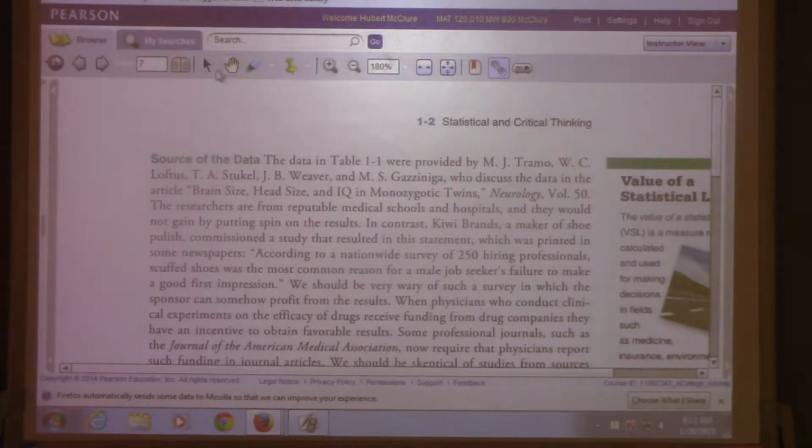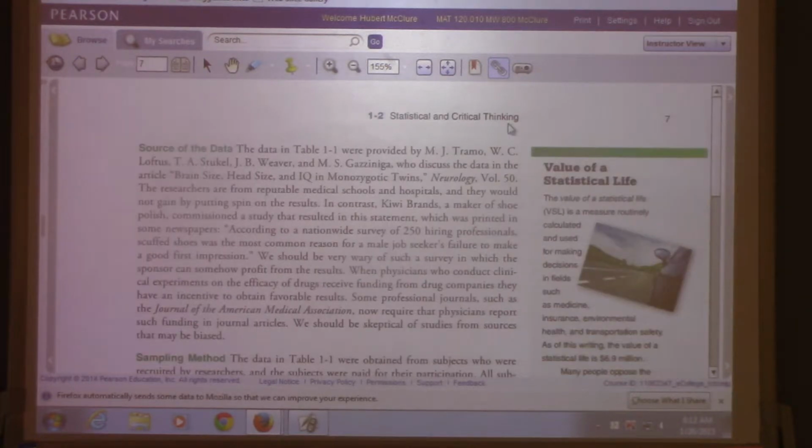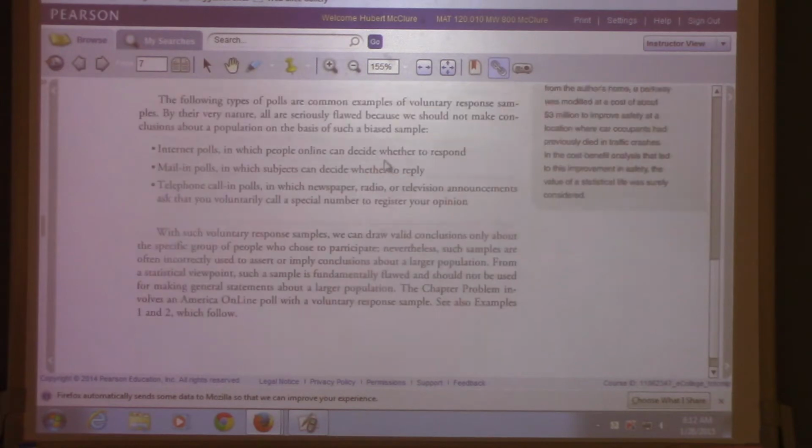And yes, we're going to move around because I'm not going to make you memorize the whole book. I'm going to pick out the parts that are important so we can move on to the math.